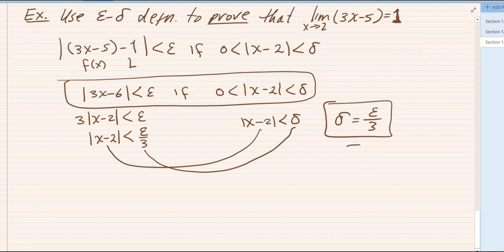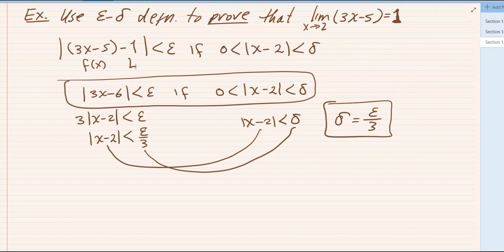To find the delta. Once you find the delta, because delta has come from this statement, which that statement has come in turn from the original statement. So if delta works in this statement directly above it, then it has to work in this one, right? So that's part 2 of the proof. There's nothing else to do.